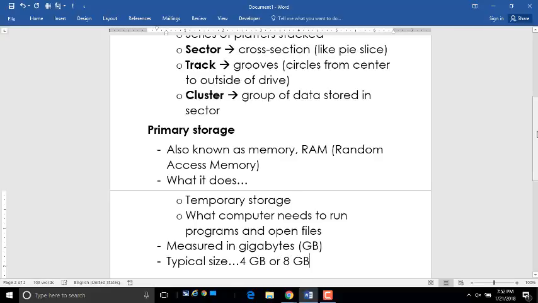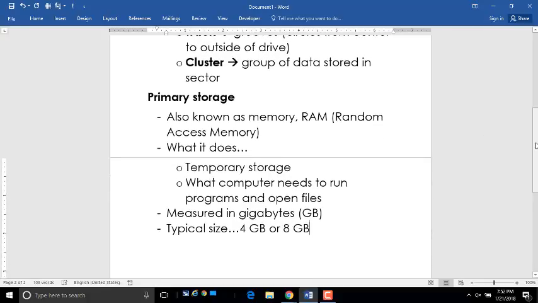Okay, and the next thing that I have listed is just the typical size of what you would see on a computer. If you were to buy a computer today, most likely it would come with 4 gigabytes of memory or possibly 8 gigabytes of memory. Now, does that mean that you couldn't have 6 gigs of memory? You could, it's just not as common. 12 gigabytes would be available on a higher end computer that's going to cost a little bit more money.